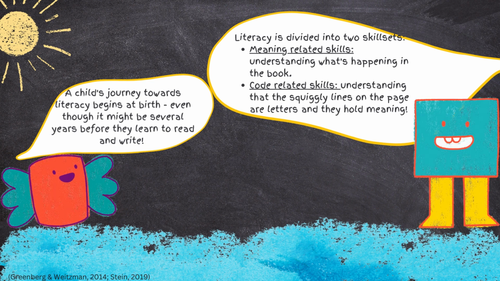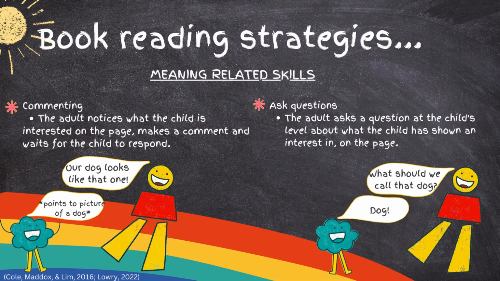Book sharing is a really effective way to support these skills because it allows for asking questions, making comments, and taking turns. But just reading isn't enough. It should be accompanied by a few tips to get the most out of the interaction. Let's go through some tips for both meaning-related skills and code-related skills. The first one is commenting. The adult notices what the child is interested in on the page, makes a comment, and waits for a child to respond.